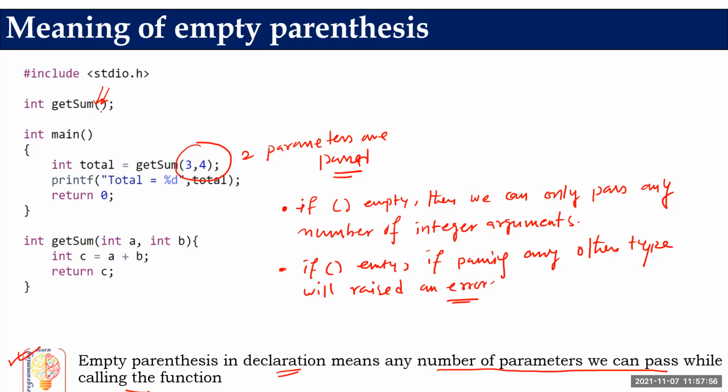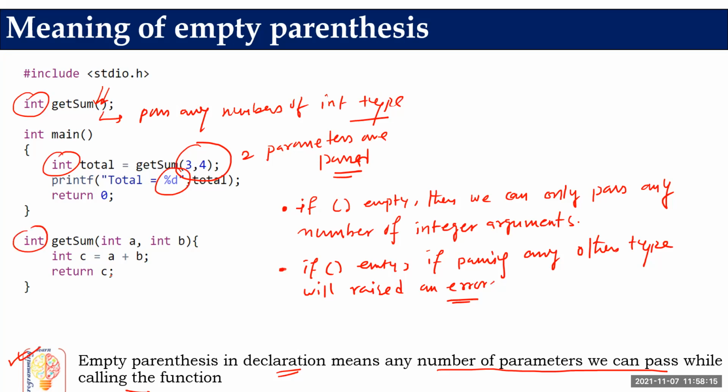So only pass any number of integer type. You should take care of this. Integer, integer, integer, integer, and the expression type also should be integer. Parameters integer. Very, very interesting fact, correct? I hope you understand this concept. If you mean no parameter with empty parenthesis, make it void.